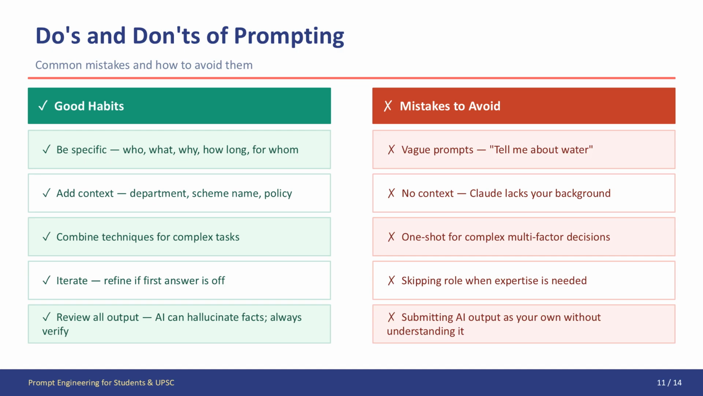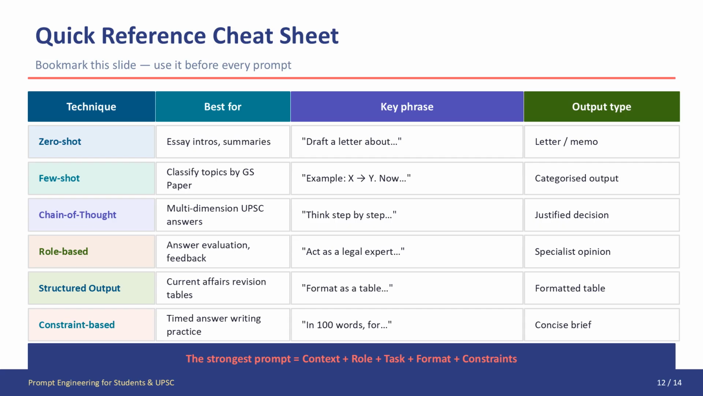Rule 2. Iterate. If the first answer is not right, refine your prompt. Add a constraint. Specify a dimension. Ask the AI/LLM to try again. Rule 3. Never write something in your answer booklet that you cannot explain in your own words. AI/LLM is a power tool. Use it wisely. Here is your quick reference cheat sheet.